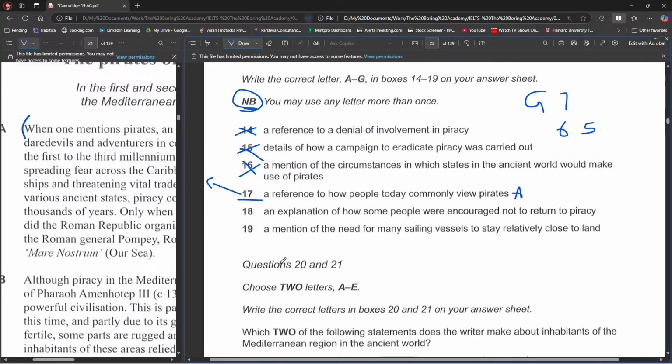18th: an explanation of how some people were encouraged not to return to piracy. Was anything like that mentioned in the passage? No, sir. Not at all. So, 18th is not the answer. What about 19? A mention of the need for many sailing vessels to stay relatively close to islands. So, we found the answer. Did you get the strategy?